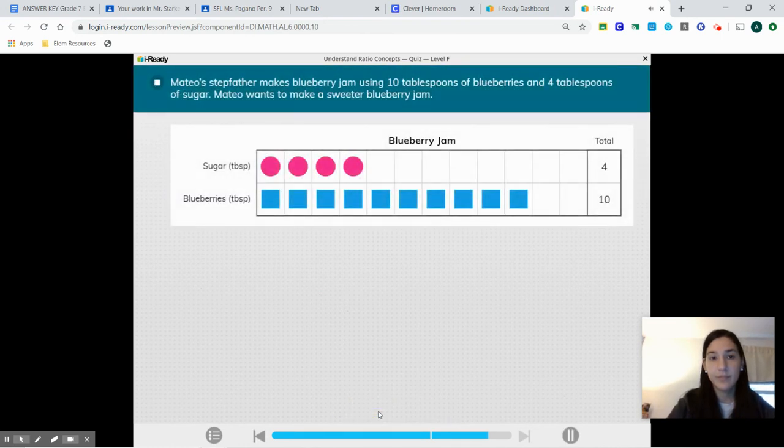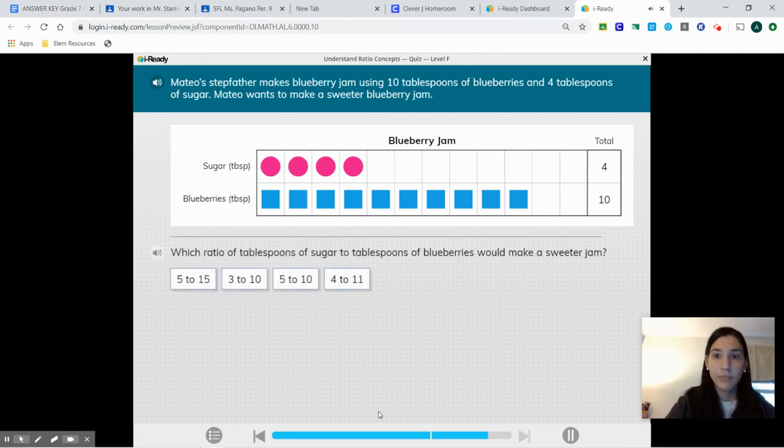Mateo's stepfather makes blueberry jam using 10 tablespoons of blueberries and 4 tablespoons of sugar. Mateo wants to make a sweeter blueberry jam. Which ratio of tablespoons of sugar to tablespoons of blueberries would make a sweeter jam? So we want to leave the blueberries alone, so we want to leave that as 10, so we want the 10 to stay the same. We want to increase the sugar, so we want 4 to go up to 5. So we're going to click 5 to 10, and we're good.